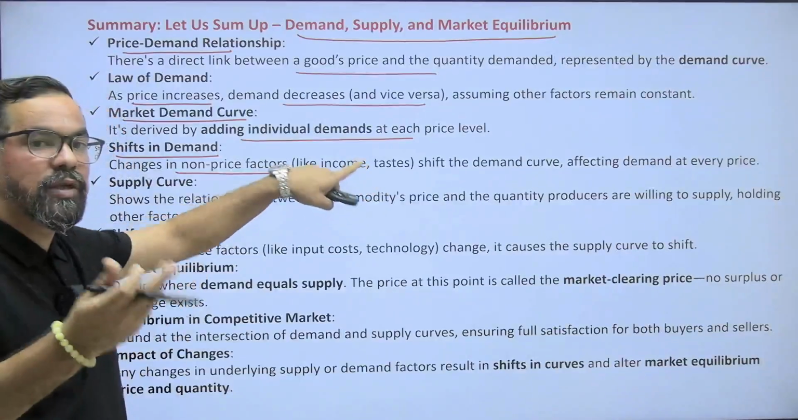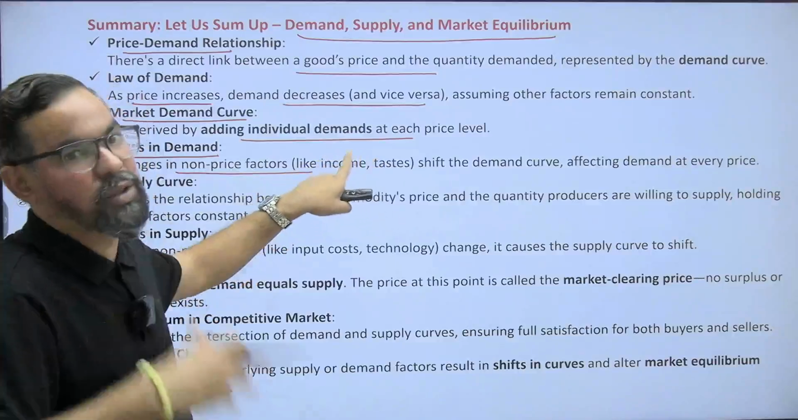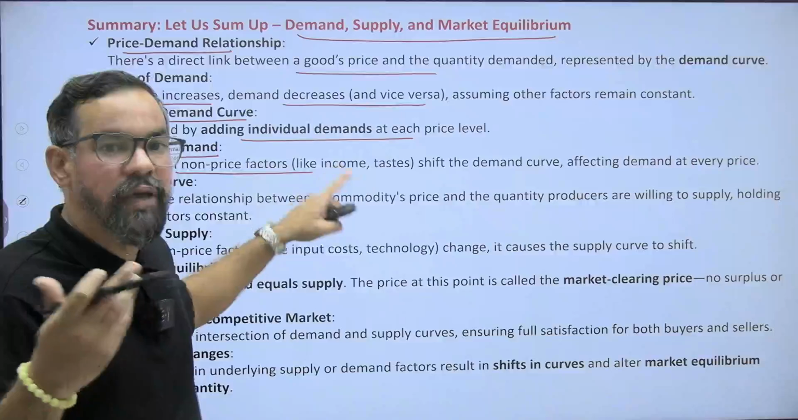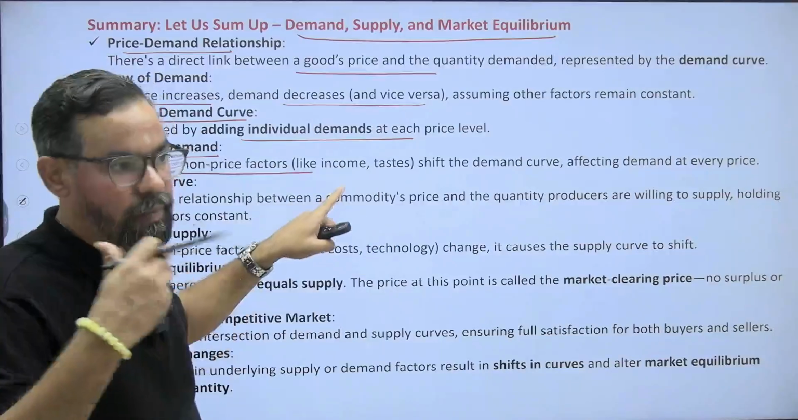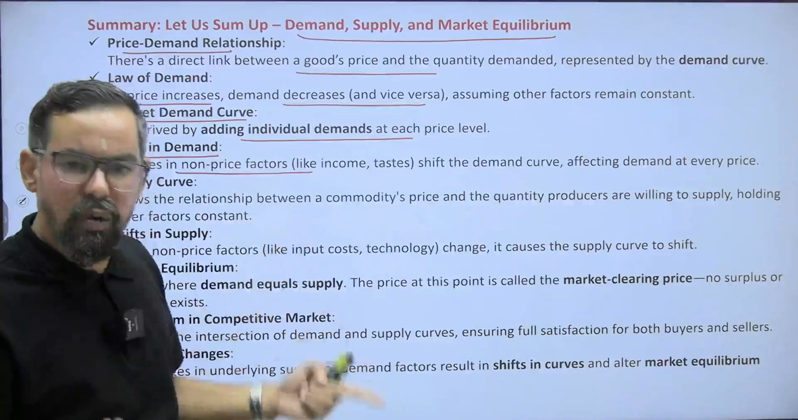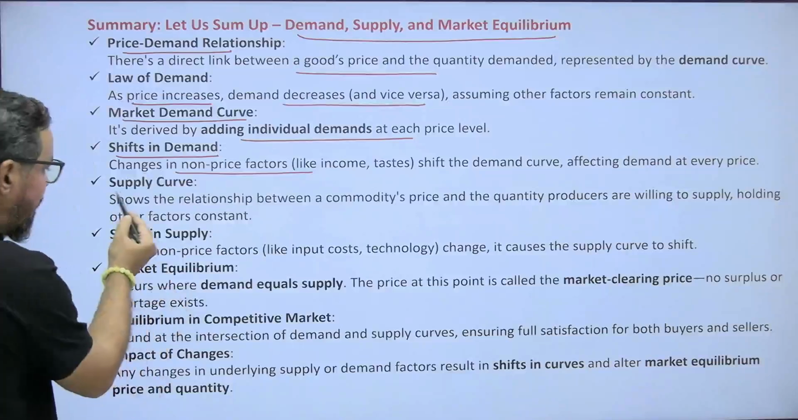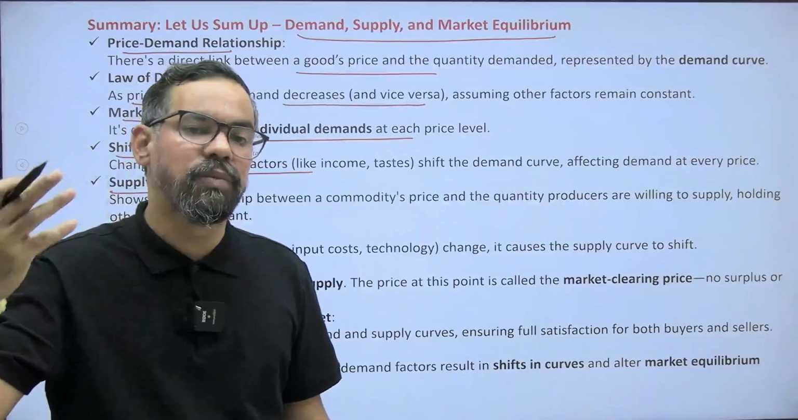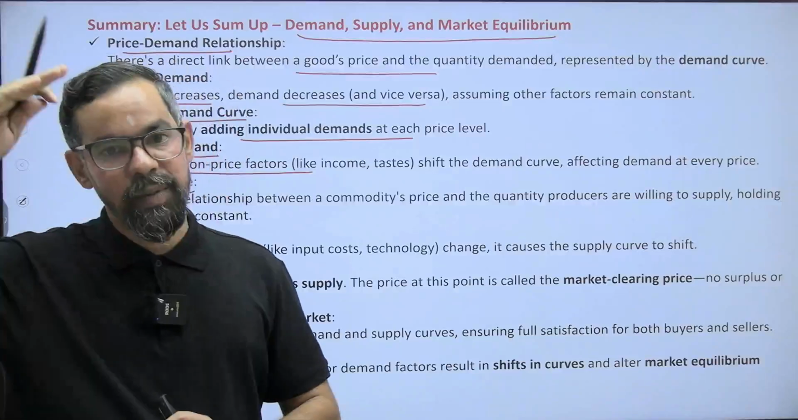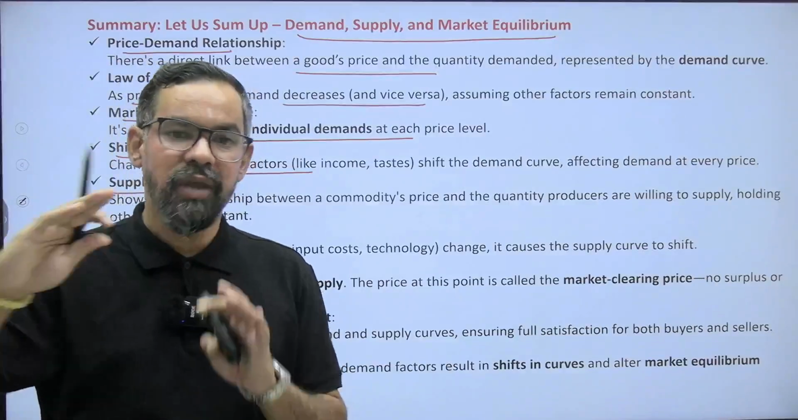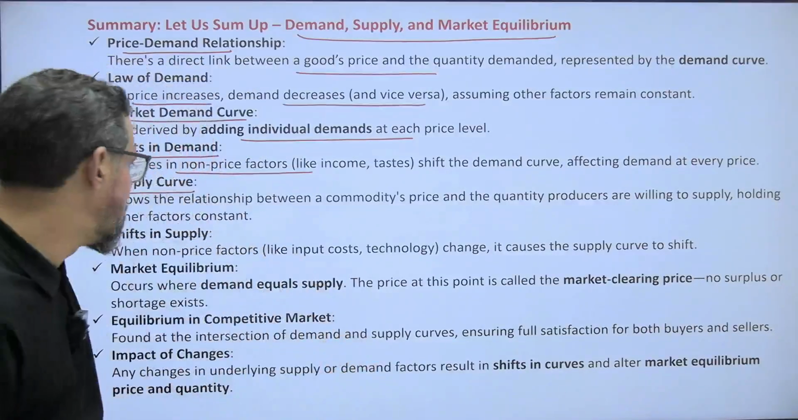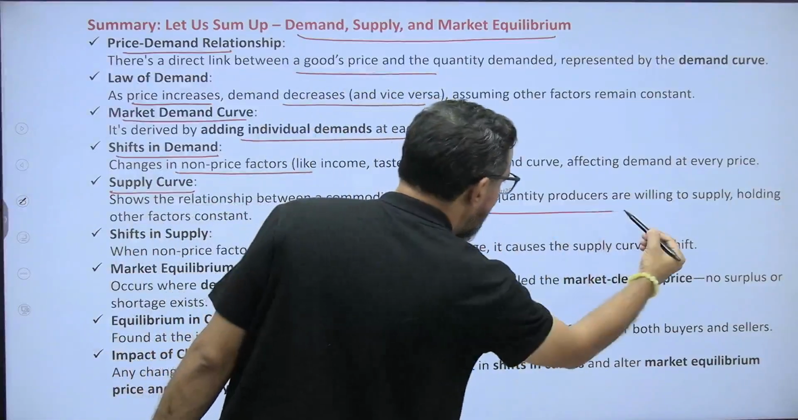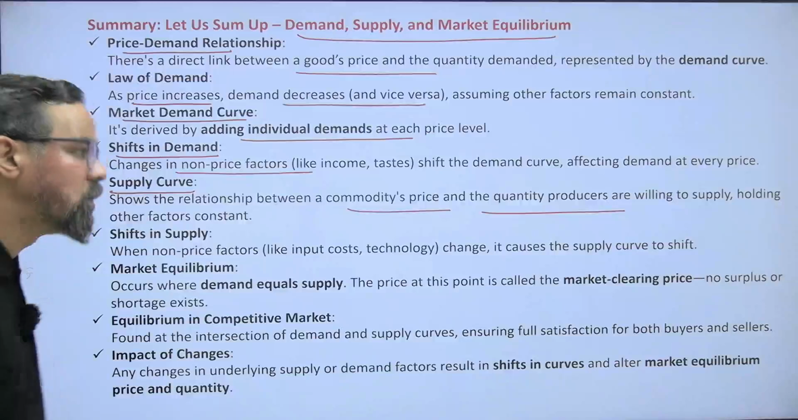If taste and preferences change, if your product becomes trending, they'll purchase more of it. Apart from this, we have the income effect, the substitute effect, the complementary effect, government regulations and others. The supply curve shows that sellers want to sell their product at a higher price. If the price is higher, more quantity will be supplied. If the price is lower, less quantity will be supplied. So it shows the relationship between a commodity's price and the quantity producers are willing to supply.